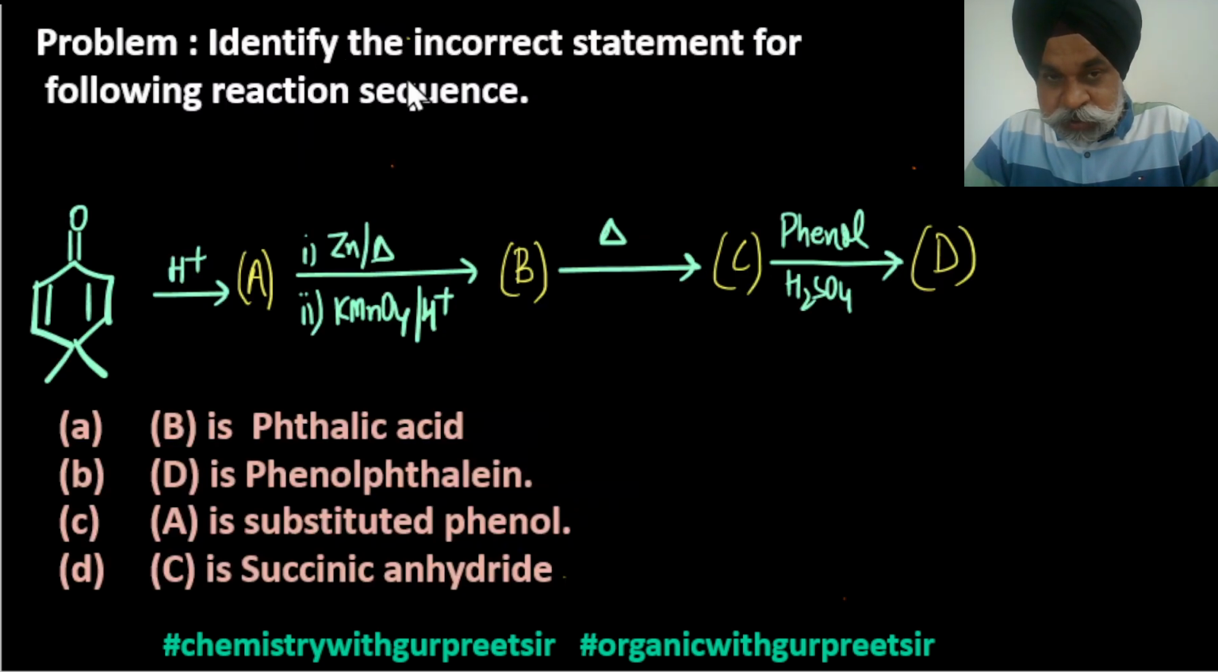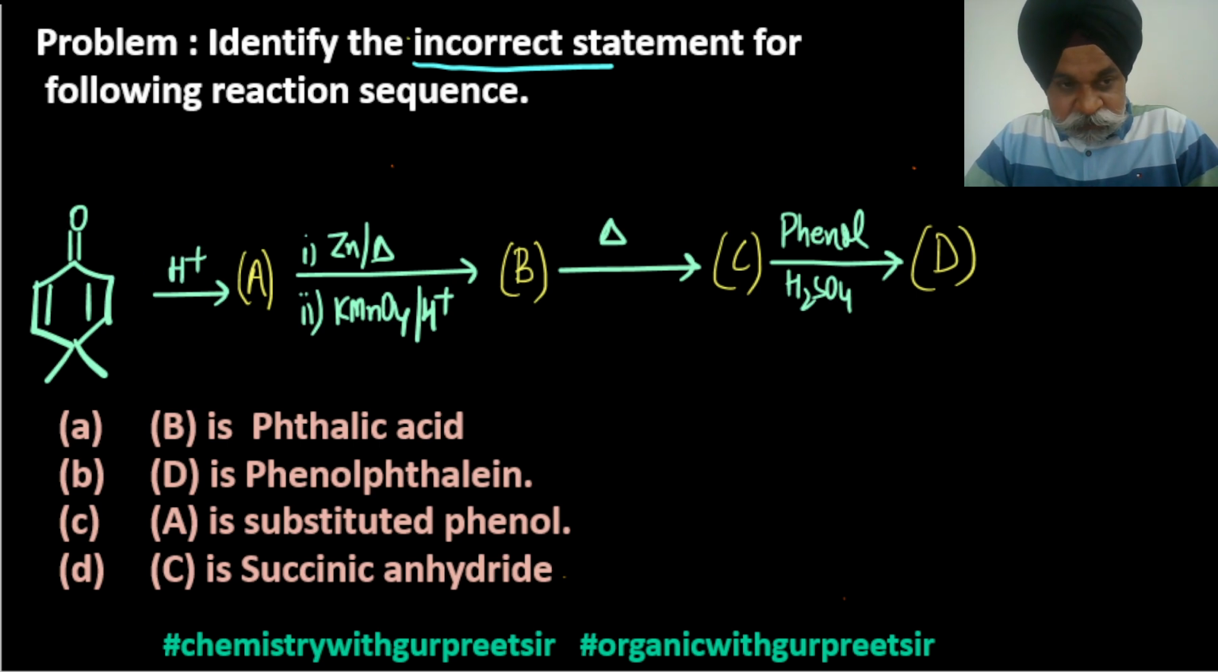In this question you are supposed to identify the incorrect statement for the following sequence of reactions. The question seems very interesting, where a lot of things would be checked. Now let us check what is being said about it. The starting material is being treated with H positive, and then there is a role of zinc, KMnO4, heating, phenol, and sulfuric acid.